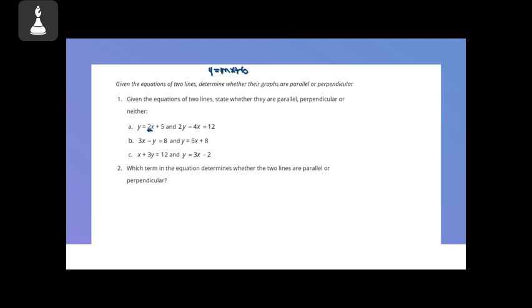2y minus 4x equals 12. I need to turn it into y equals form. First thing I'm going to do is add 4x to the other side. I have 2y equals 12 plus 4x, or you can write it as 4x plus 12. It doesn't matter. In order to get y by itself, I'm going to divide everything by 2. So y equals 12 divided by 2 is 6, and 4 divided by 2 is 2x. So we can see here, 2 is attached to the x here, 2 is attached to the x here. They are the same slopes, so they are parallel.